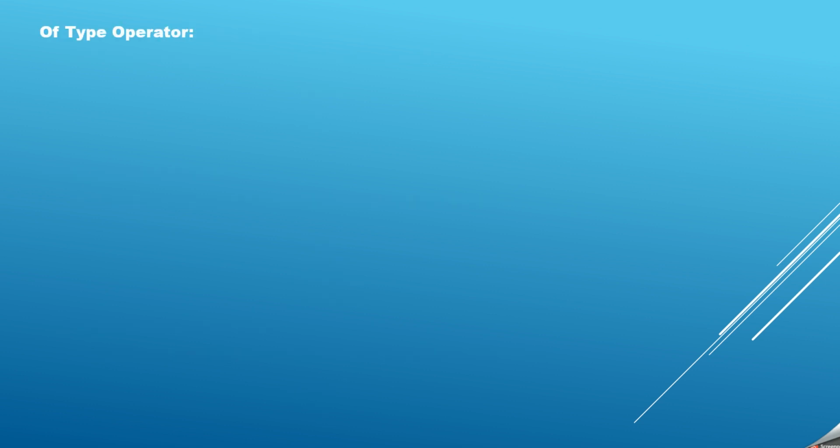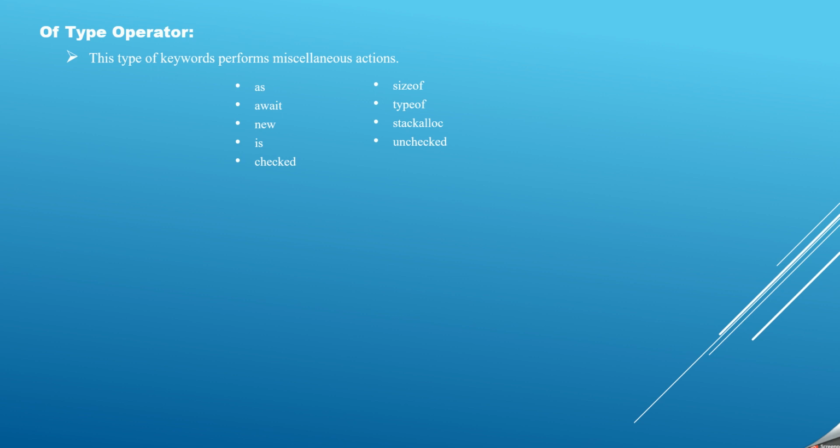Okay, let's move on to the next one. The operator type is a simpler one. We have a lot of operators: as, await, new, sizeof, typeof, checked. I'm not talking about symbols like plus and minus; those are also called operators, but operators in the form of words are called operator keywords. Sizeof, typeof, unchecked, is. Okay, so is a conditional kind of operator: is true, is false, right?